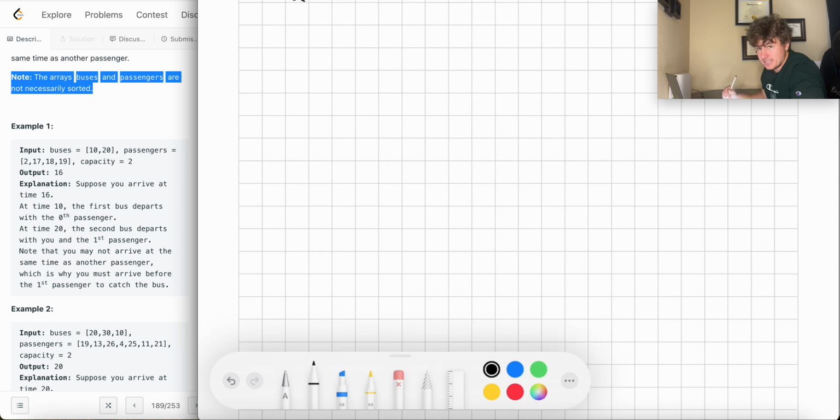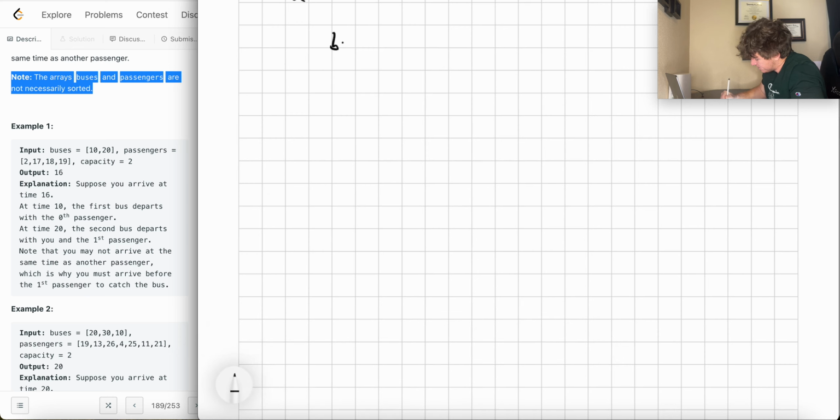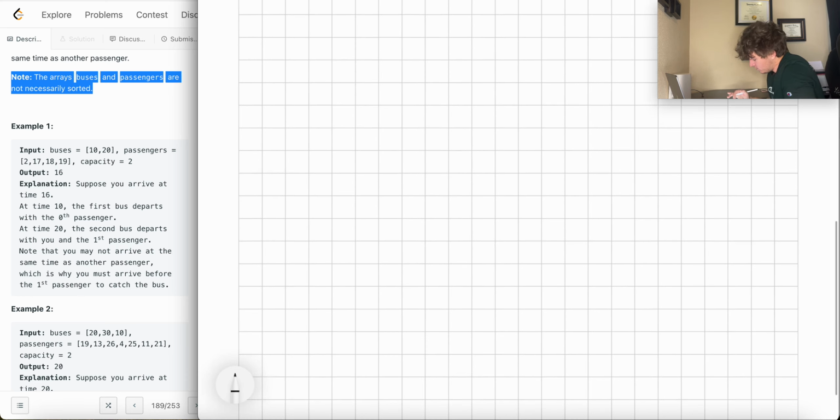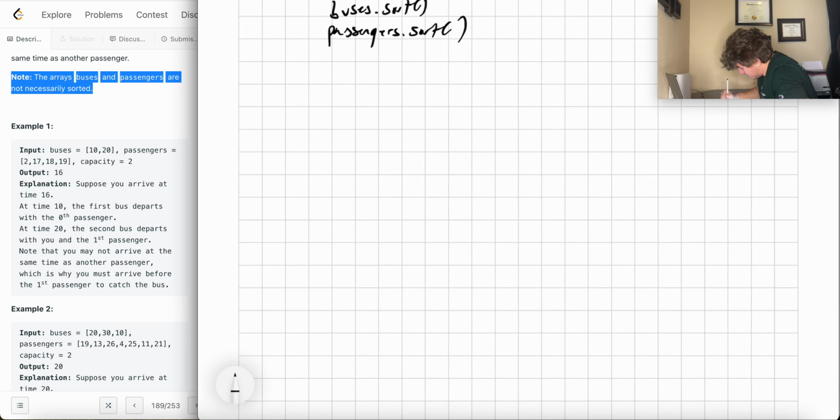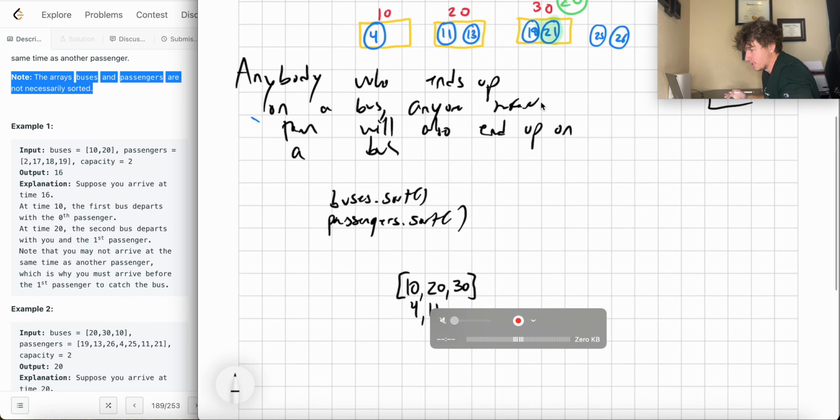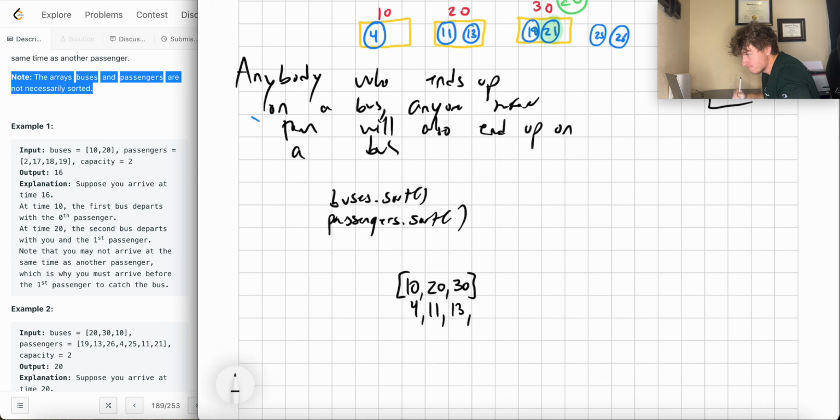So when we have buses 20, 30, 10, the first thing we're going to do is sort everything. We're going to do buses sort and passengers sort. I'm not going to spend too much time on this, but we're sorting both of these things. Hopefully that makes sense. So what we'll end up having is buses at 10, 20, and 30 after we sort, and passengers at 4, 11, 13, 19, 21, 25, and 26.